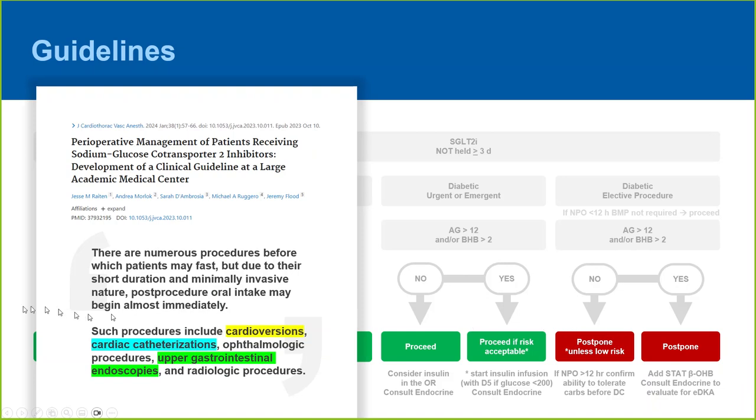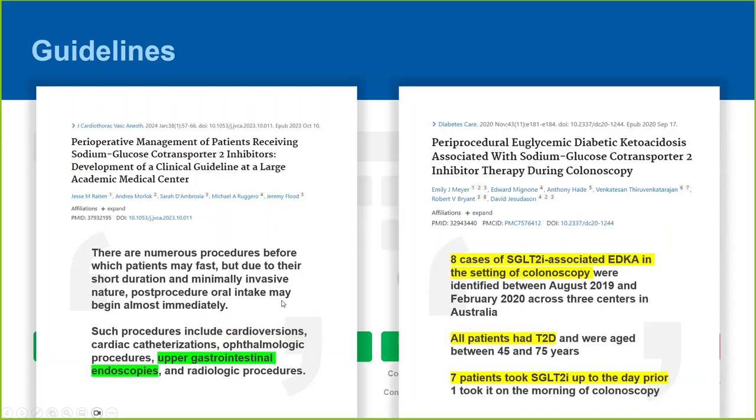So what they say is there are numerous procedures for which patients may fast, but due to the short duration and minimally invasive nature of the procedure, oral intake might begin almost immediately, and such procedures include cardioversions, cardiac catheterizations, some ophthalmologic procedures, and upper GI endoscopies. And I just want to note that even though they call out upper GI endoscopies, this isn't to be confused with colonoscopies, where the risk of perioperative euglycemic DKA is actually elevated.